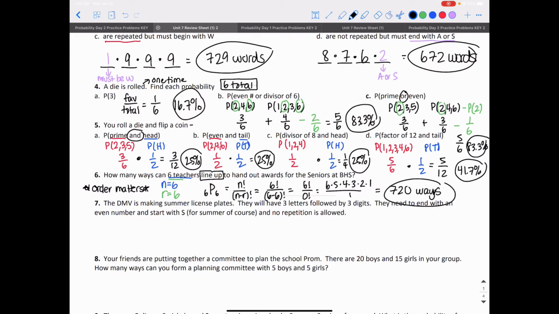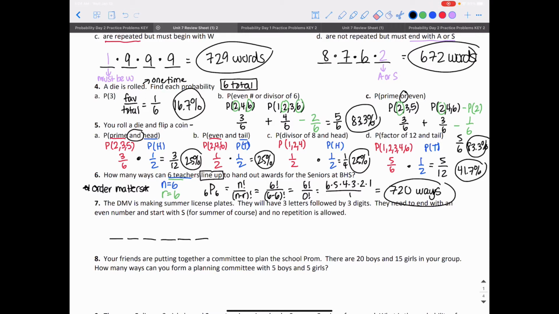For 7, the DMV is making summer license plates. They will have 3 letters followed by 3 digits. So that's a total of 6 spaces, 6 categories I'm looking at, or characters I'm looking at. So I'm going to make 6 spaces for each, and I'm going to find the options for each character, and then I'm going to multiply that all together to find for the entire license plate how many ways.